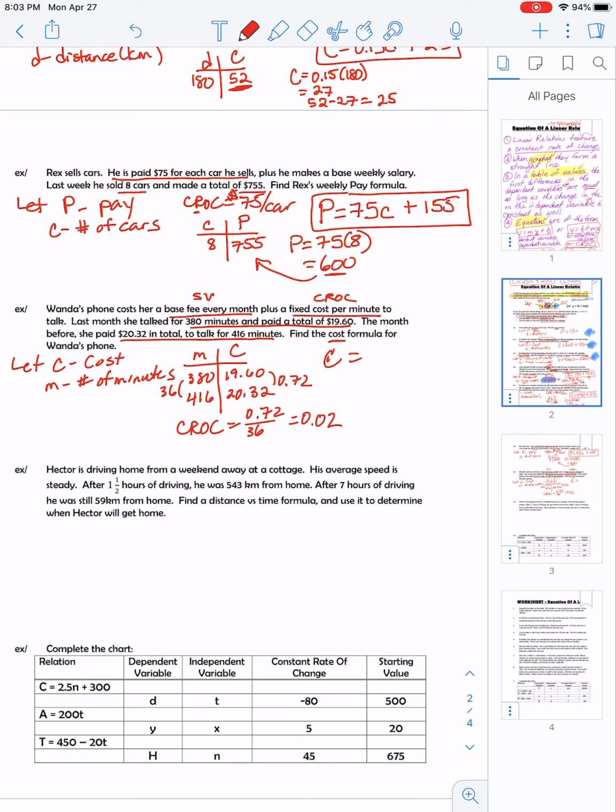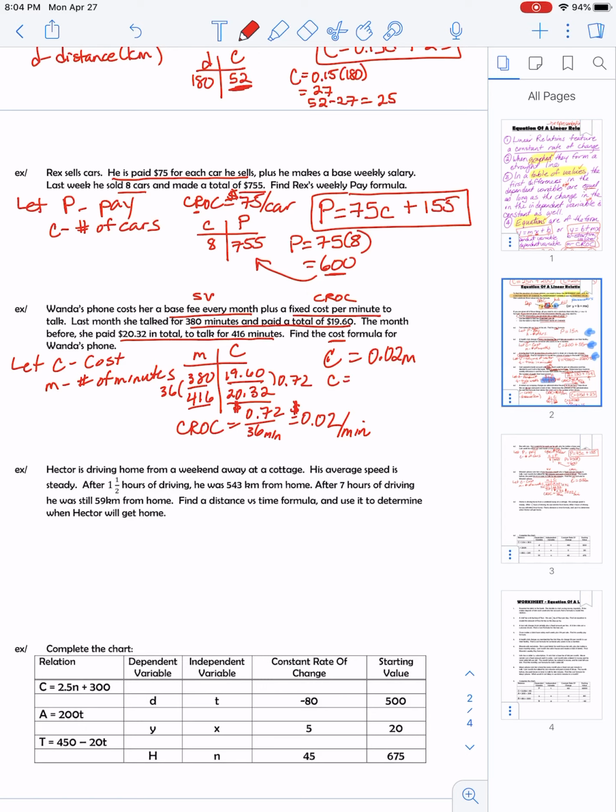So I know then that means that it's costing 2 cents because 0.72 is in dollars. The 36 is in minutes. The unit on the 36 is minutes. So that's 2 cents per minute, or $0.02 per minute. So I know my cost formula then has to be 0.02m. Now I've got to figure out what I have to add in order to make it so that if there's 380 minutes, the answer is going to be $19.60, or if it's 416 minutes, the answer is going to be $20.32. So I just need to test one of those values.